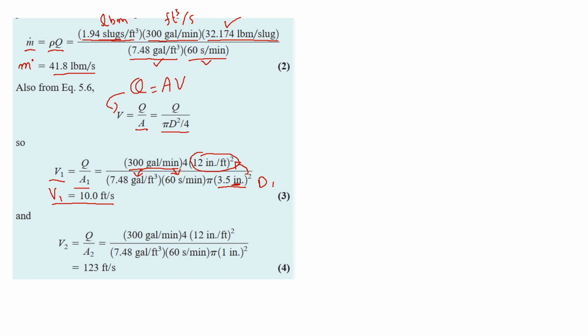For velocity v2, the same procedure is done by putting in area 2 and here d2, that is our 1 inch. That inch is converted into feet and gallons per minute is converted into cubic feet per second. So we get our velocity at point 2 equal to 123 feet per second. Now we have found our unknowns: our mass flow rate, our velocity at section 1, and our velocity at section 2.